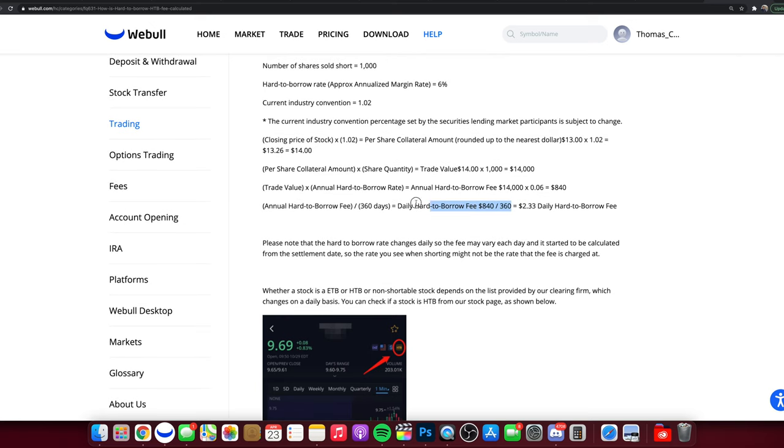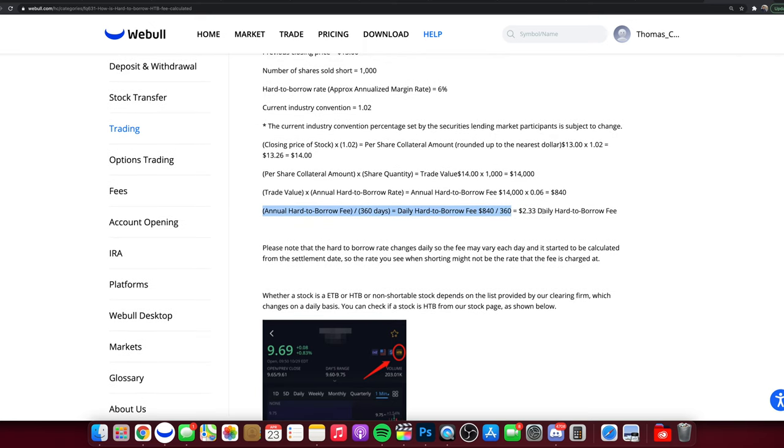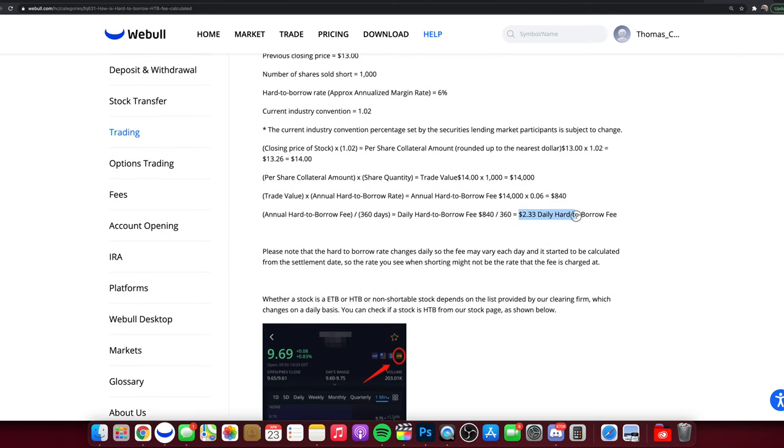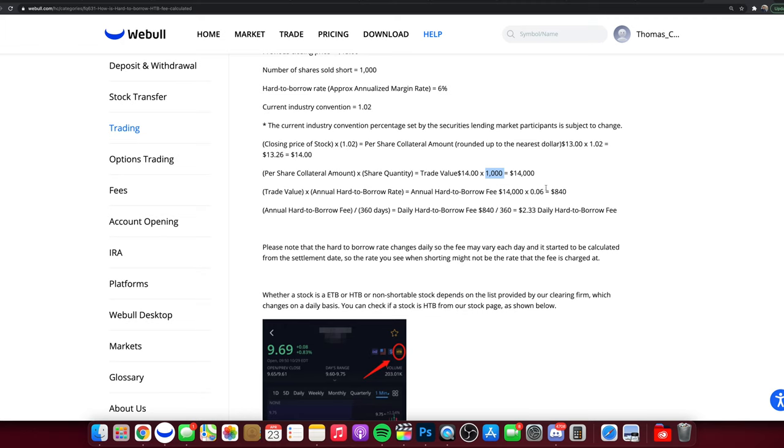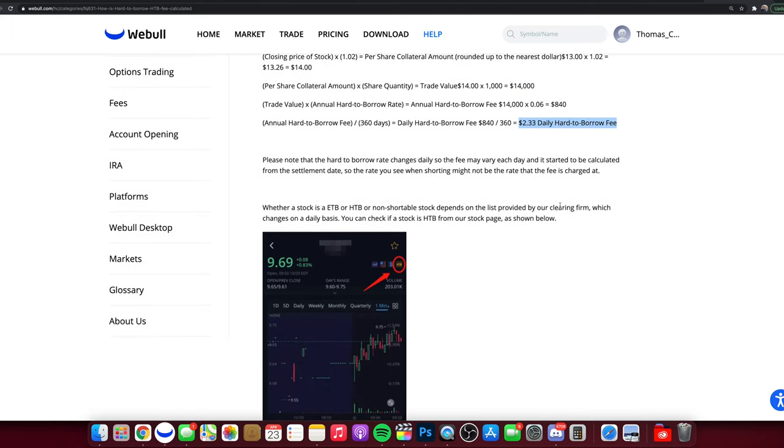Then you take that and divide it by 360, roughly the number of days in one year, and you get your daily hard to borrow fee. So in this example, you're trading a stock around $14. You're going to trade 1,000 shares. It's actually only going to cost you $2.33 to borrow those shares for the day. So if you're looking to short intraday for a day trade, it's really not that expensive. And I want to make sure that is known so everyone understands that just because there's a massive hard to borrow fee, it's not as expensive as you think.